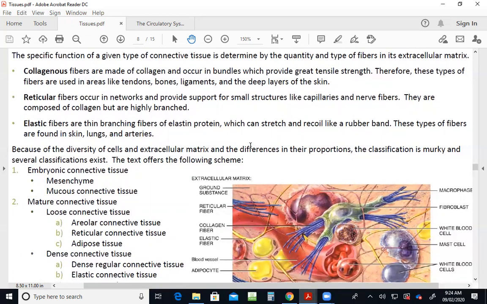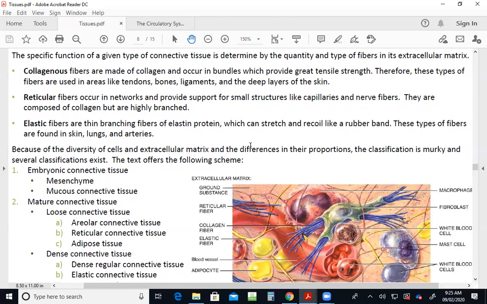Let's talk about the fibers. These are unique in their own right and give special properties and make each of our connective tissues different from one another. Collagenous fibers are made up of collagen, which you maybe have heard of before, which is a very strong tensile protein. Think of it like a rope that has been woven with many smaller strands, and together it's really strong.